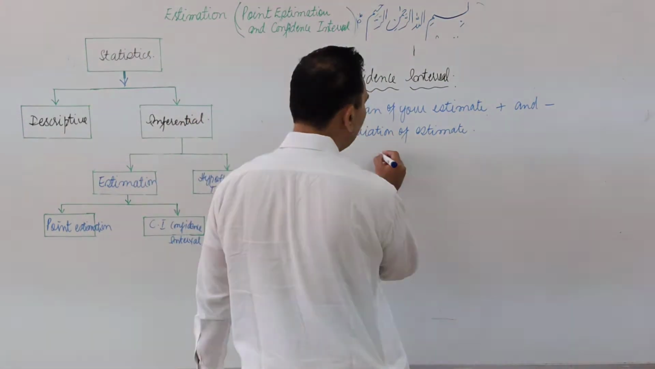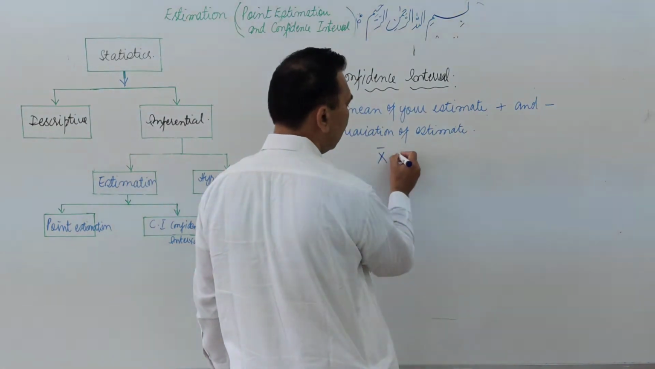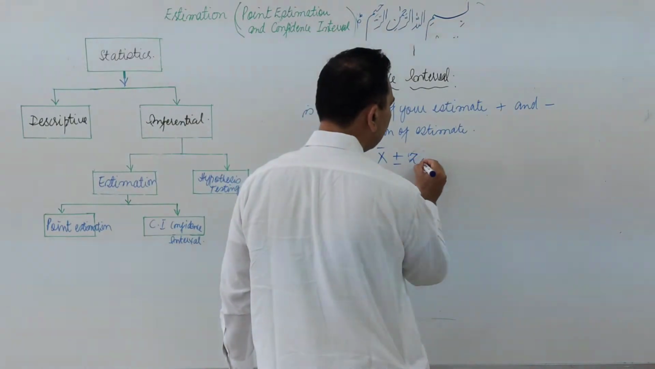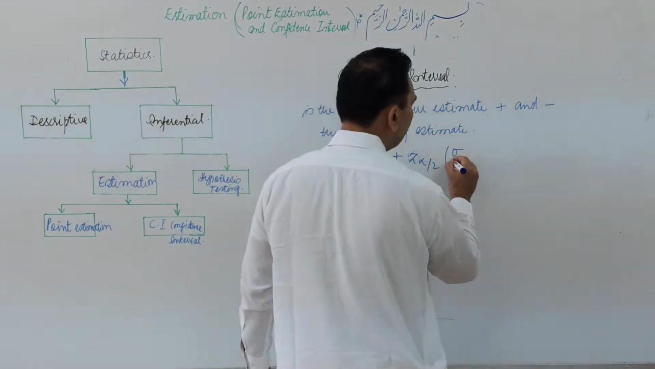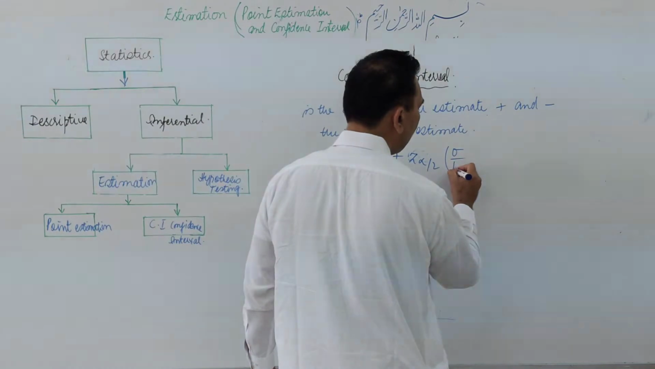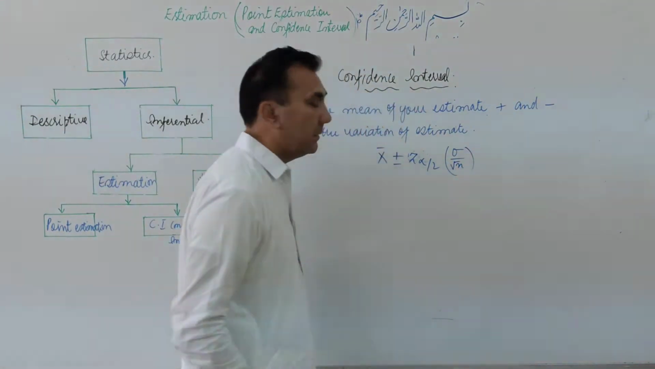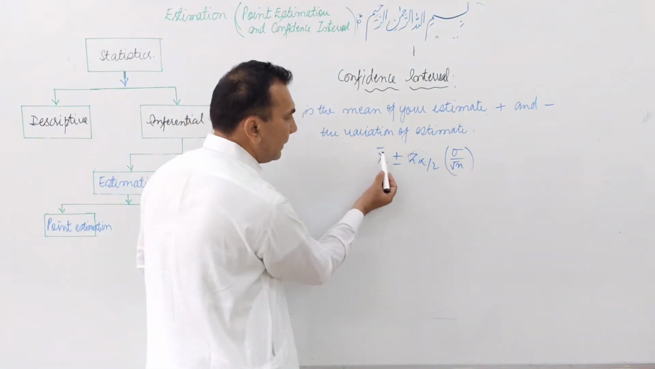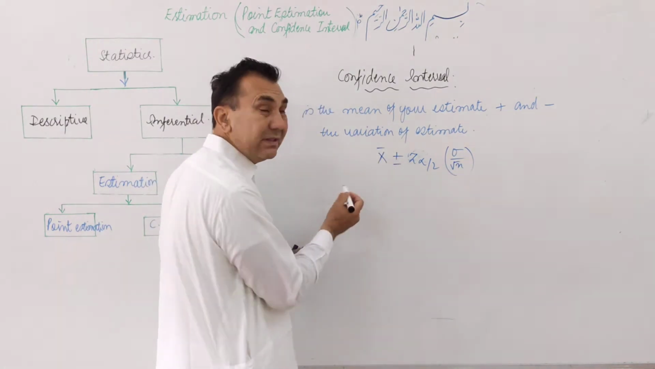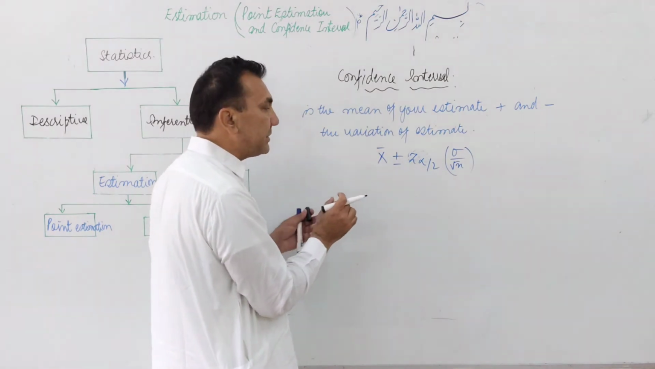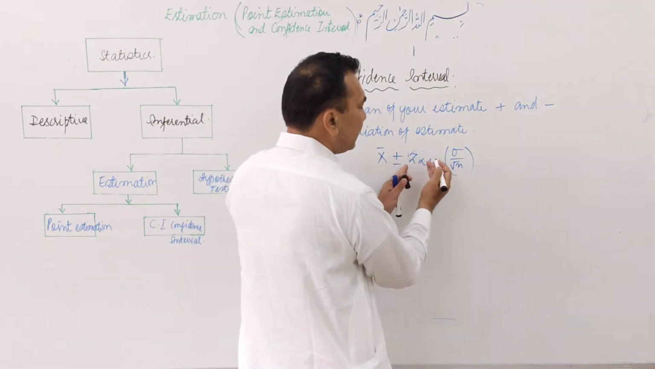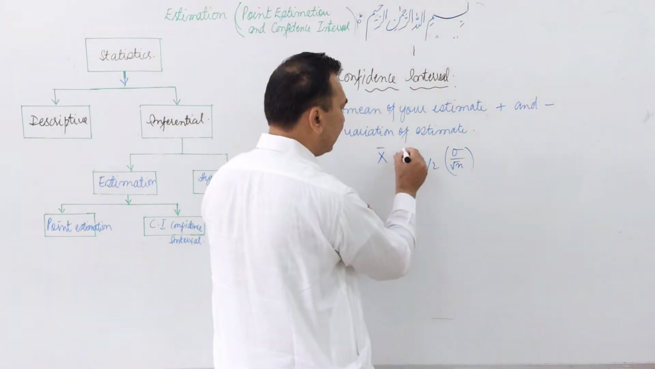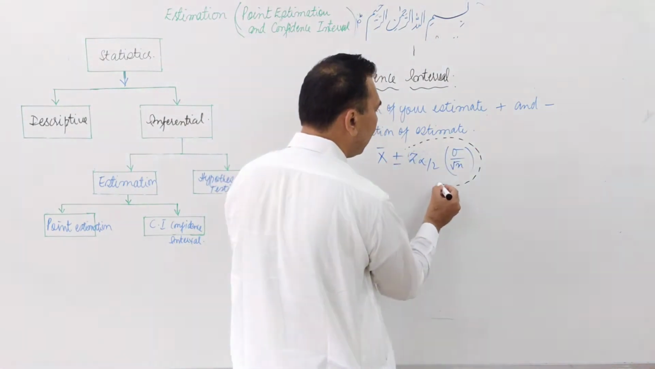The same in the empirical formula: X bar plus minus z alpha by 2 multiplied by sigma divided by under root n. So this is the estimation. X bar is your point estimation, plus and minus z alpha by 2 multiplied by sigma divided by under root n, and this is the variation of your estimation.